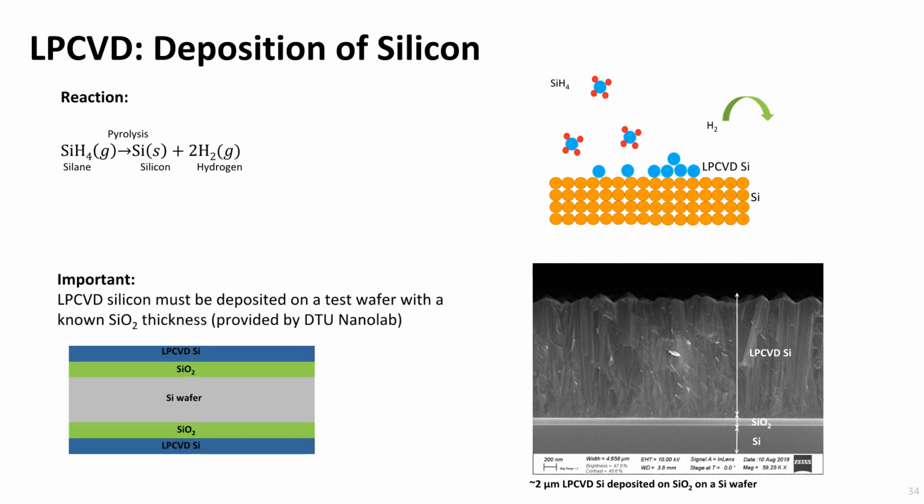At DTU Nanolab we require users to include a test wafer for all furnace processes to measure the thickness of the deposited layer. For obvious reasons, it is important to use a test wafer with a known oxide layer on top to be able to measure the thickness of the deposited LPCVD silicon layer. DTU Nanolab supplies those test wafers.